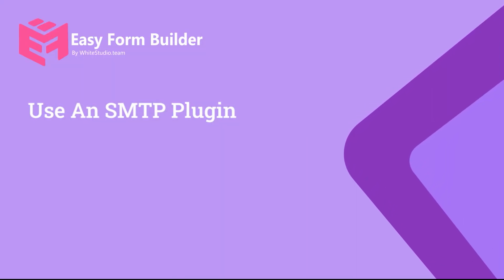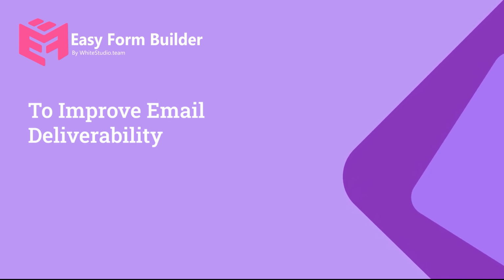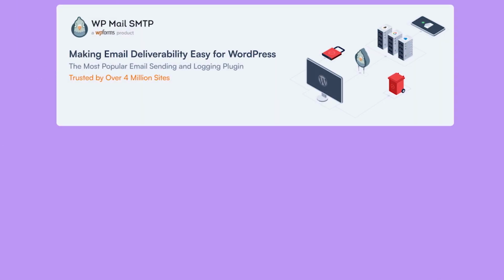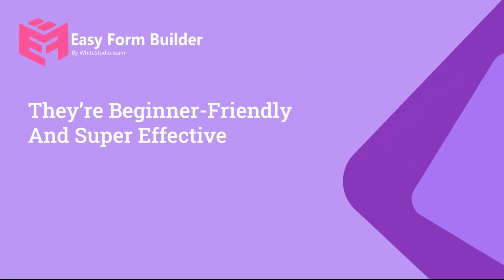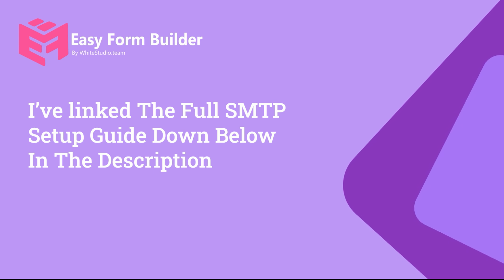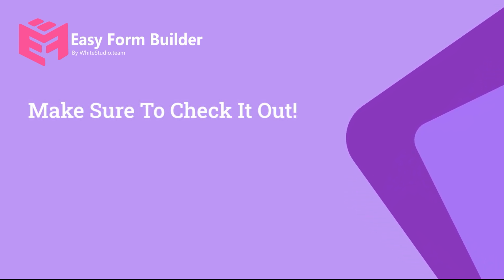Use an SMTP plugin. To improve email deliverability, use an SMTP plugin like WP Mail SMTP or Easy WP SMTP. They're beginner-friendly and super effective. I've linked the full SMTP setup guide down below in the description. Make sure to check it out.